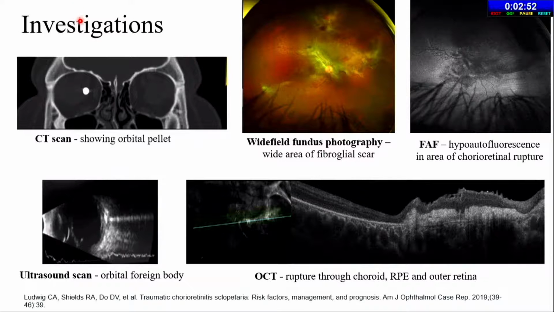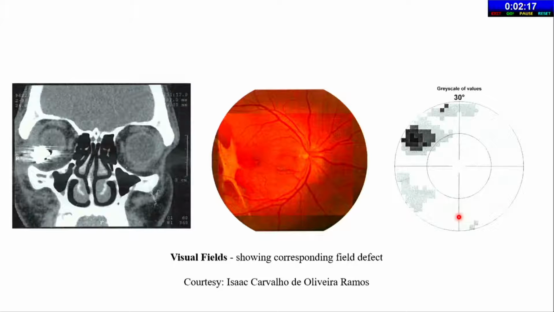Now coming to the investigations done for a case of chorioretinitis sclopetaria, we have to do neuroimaging, that is CT scan. This is a case of chorioretinitis sclopetaria, and the CT scan shows orbital pellet. Wide field fundus photography shows wide area of fibroglial scar, and the corresponding fundus autofluorescence shows hypoautofluorescence in the area of chorioretinal rupture. Ultrasound B scan can be done to rule out orbital foreign body, which is seen in this case, and OCT can be done. OCT will show rupture through the choroid, retinal pigment epithelium, and outer retina, as you can see in this picture. Visual fields, if done, will show corresponding field defect.